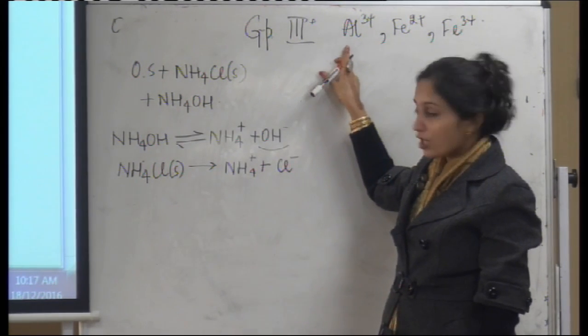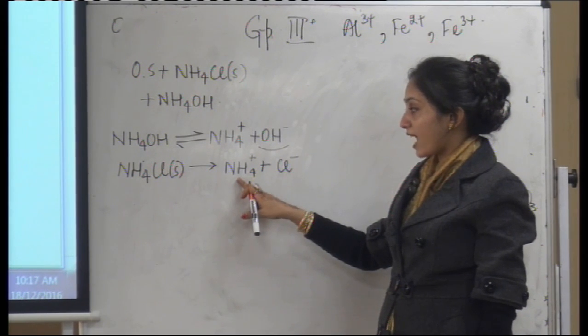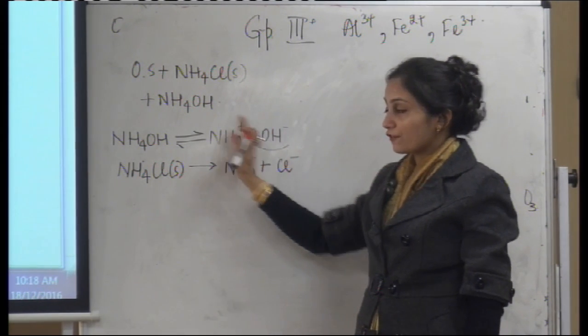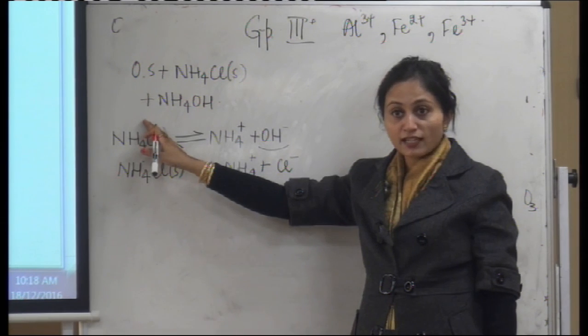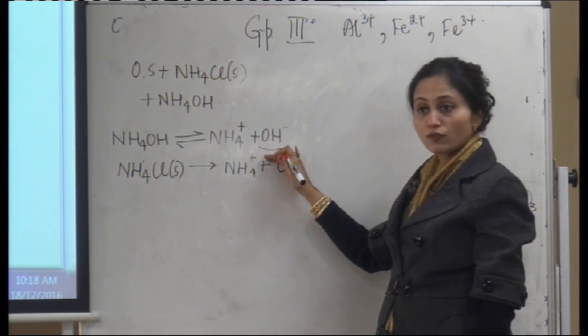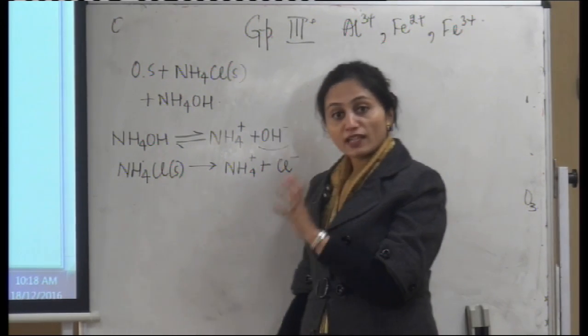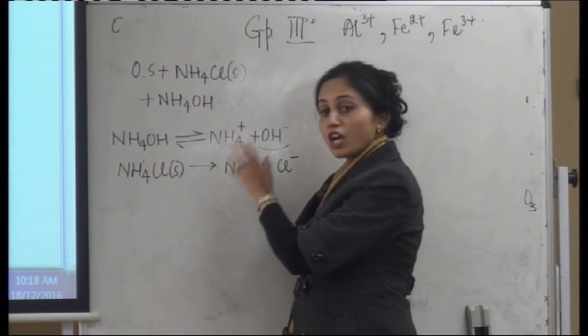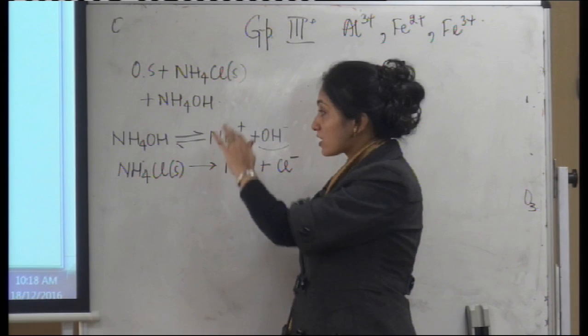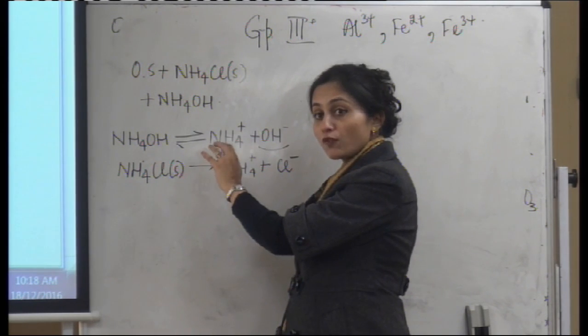Clear with that? So in that case, I actually add NH4+, which shifts my equilibrium to the left-hand side and reduces the concentration of OH- to some extent. What is it? In other words, common ion effect is the one in which a common ion is added which suppresses the ionization of the weak electrolyte.